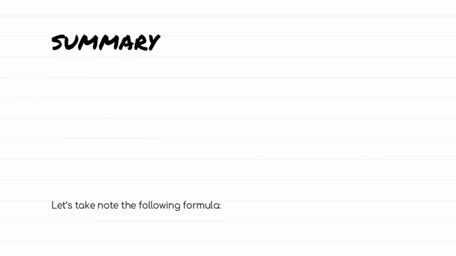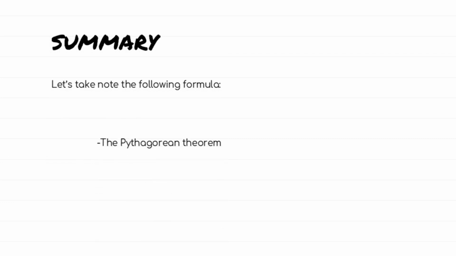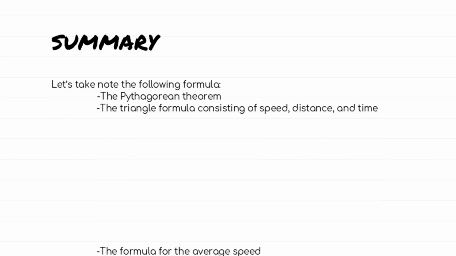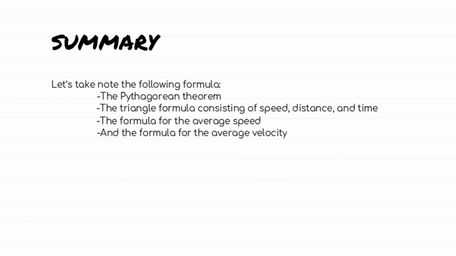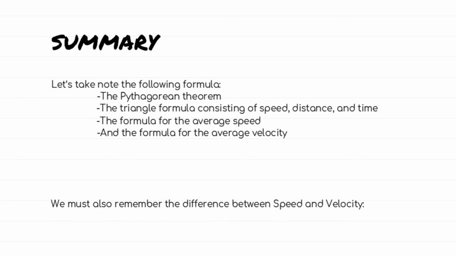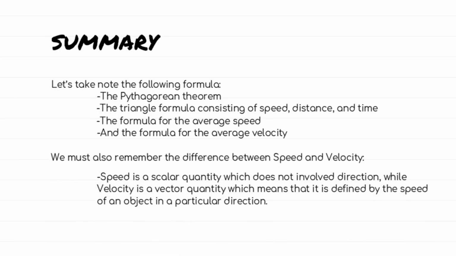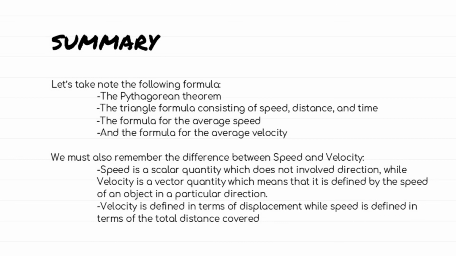For a recap of today's discussion, let's take note of the following formulas: the Pythagorean Theorem, the triangle formula consisting of speed, distance, and time, the formula for the average speed, and the formula for the average velocity. We must also remember the difference between speed and velocity. Speed is a scalar quantity which does not involve direction, while velocity is a vector quantity, which means that it is defined by the speed of an object in a particular direction. Velocity is defined in terms of displacement, while speed is defined in terms of the total distance covered.